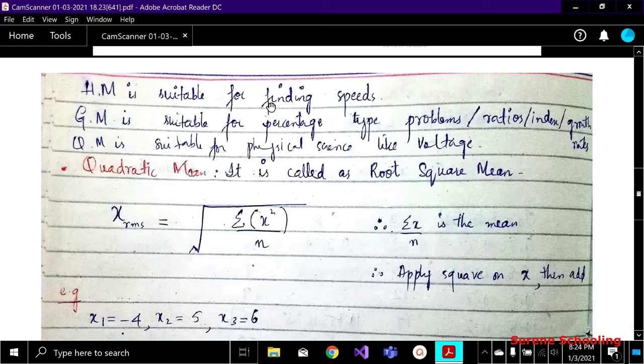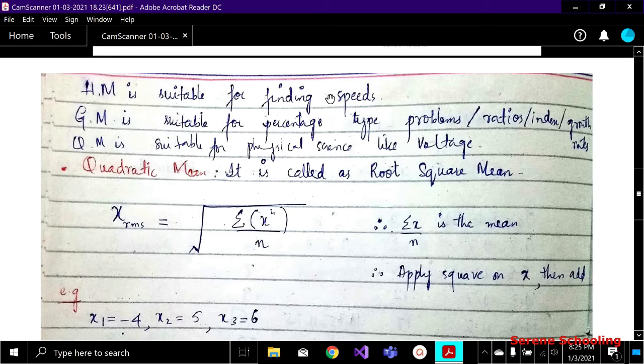Average does not always mean that you have to take the arithmetic mean. The average can be any of these: harmonic mean, geometric mean, and quadratic mean, right? So if the speeds are given, the harmonic mean is best for that.